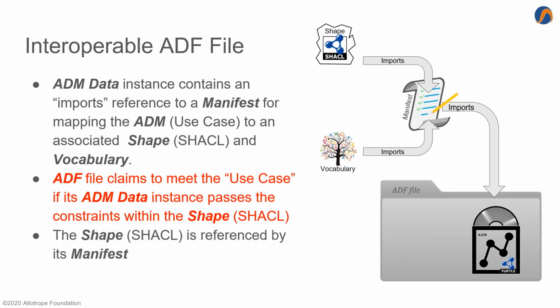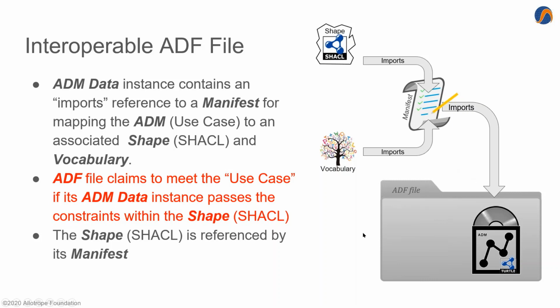An ADM data instance contains an import reference to a manifest. And let's look carefully. This is an ADM model, but it's an ADM model data instance. That's why we have the disk in the sleeve. It imports the manifest. And the manifest, in turn, imports the SHACL that we will discuss in a moment, and the vocabulary. An ADF file claims to meet the use case if its ADM data instance passes the constraints within the SHACL shape file, which we'll discuss in a moment. And this shape is referenced by the manifest.